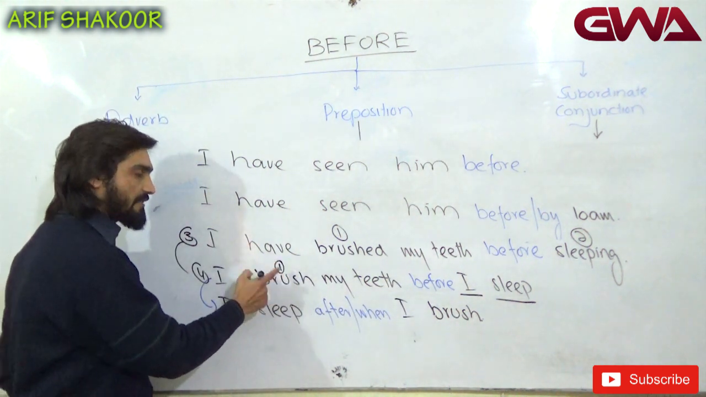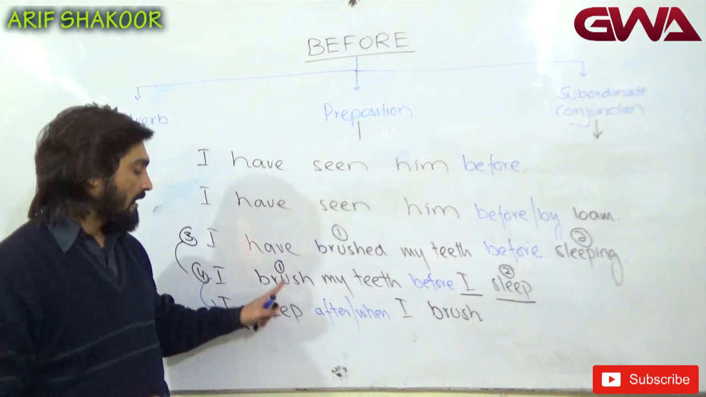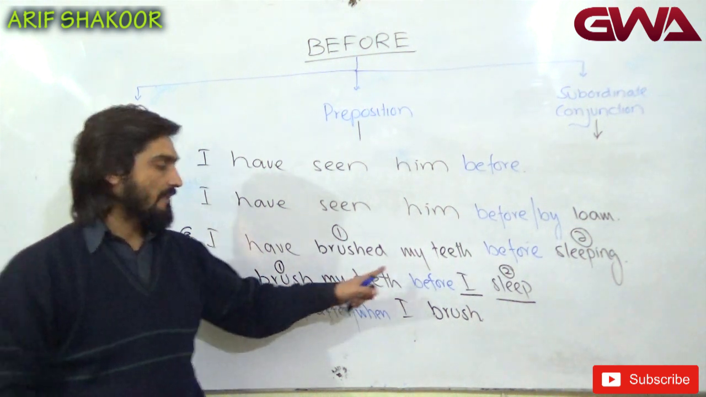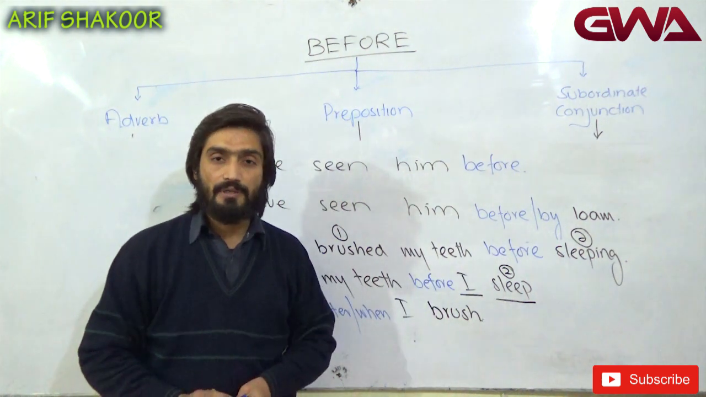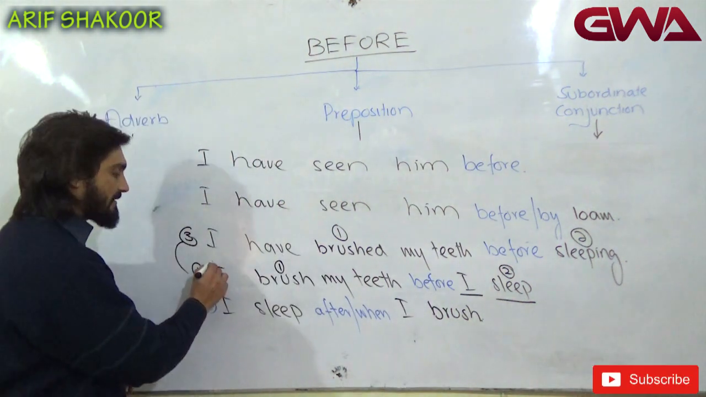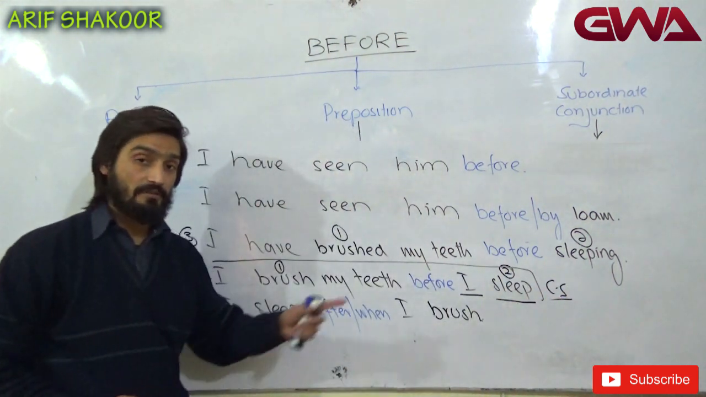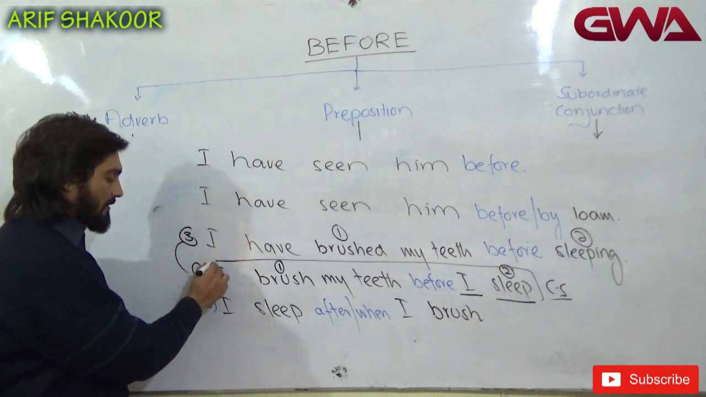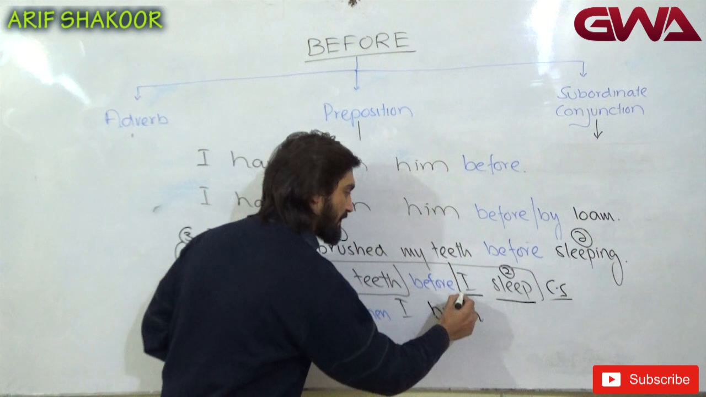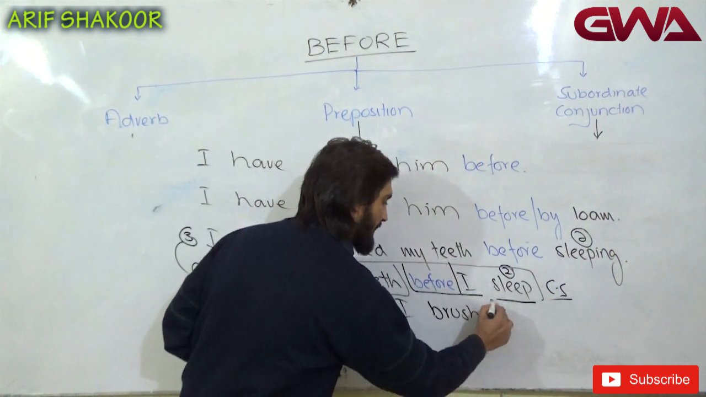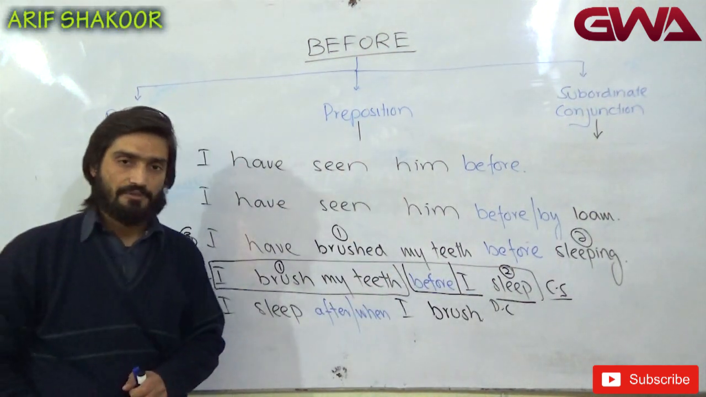Still, brushing is the first activity and sleeping is the second activity I do. So, I brush my teeth first. After that, I sleep. Now here, before is a subordinate conjunction and this sentence is called complex sentence because of subordinate conjunction. I brush my teeth, this is called independent clause. Before I sleep, this is called dependent clause. So we have one independent and one dependent clause.